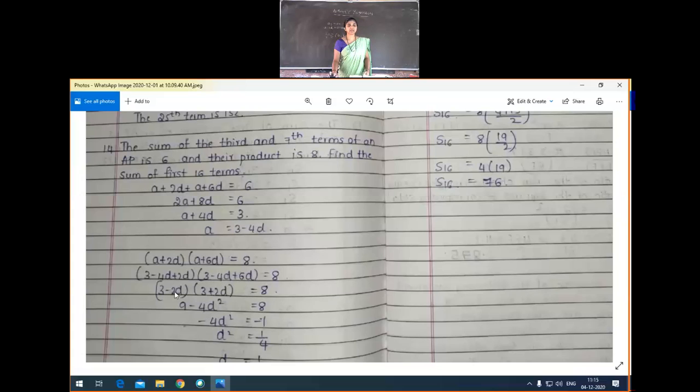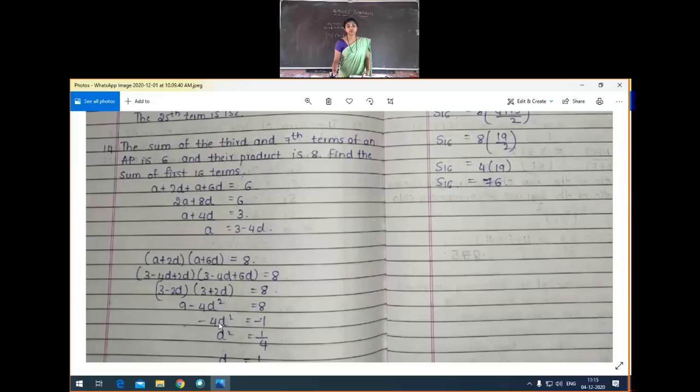A minus B, A plus B. Are you observing the identity here? A minus B into A plus B, that is A square minus B square. A square, 3 square is 9. B square, 2D whole square, that is 4D square, is equal to 8.